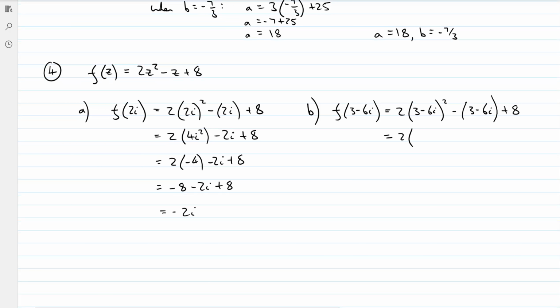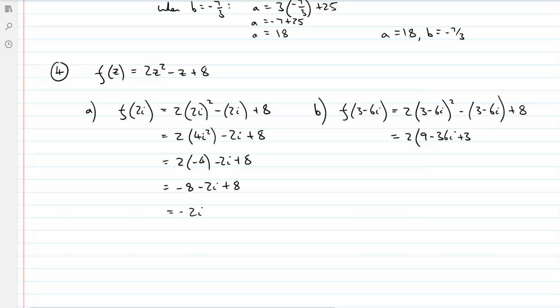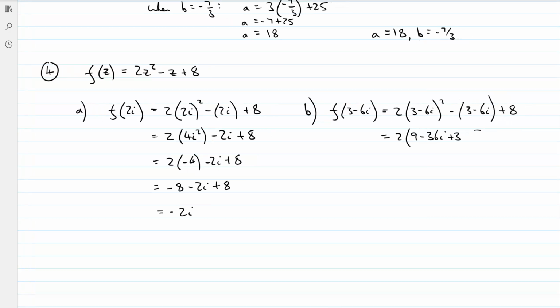So we're going to get 2 lots of, so 3 squared is 9. We're going to get minus 6i times 3, minus 18i, doubled, so minus 36i. Minus 6i squared, minus 6 squared is 36, and then we're going to get i squared. If you want to go straight to minus 36, then that's fine. Just don't get it wrong. I'll just put that in for now, and we're going to get minus 3 plus 6i for that bit, being careful with all our brackets.